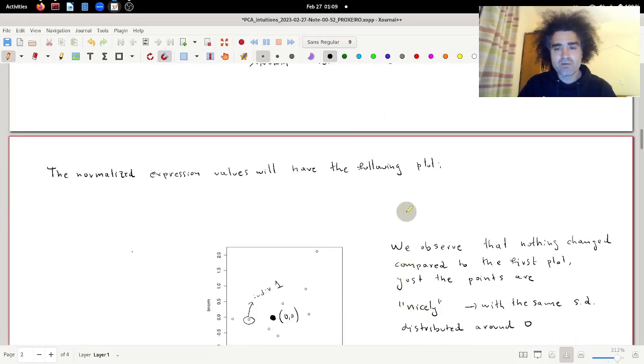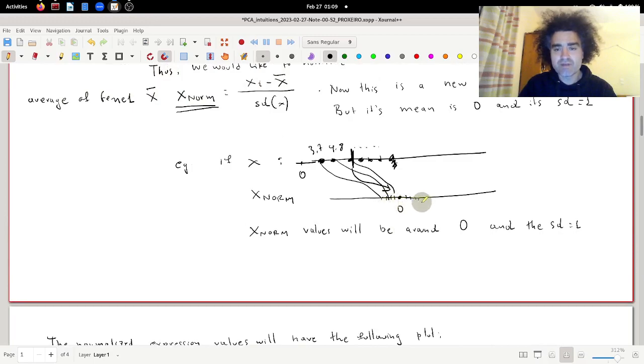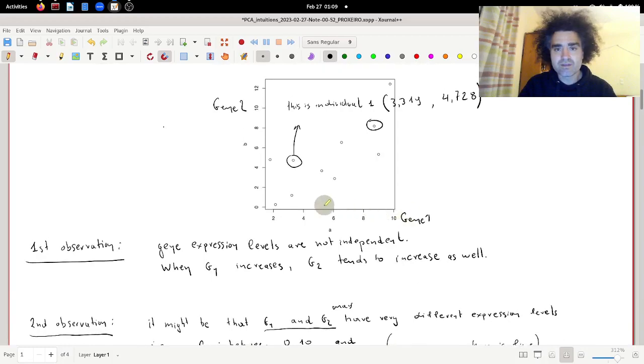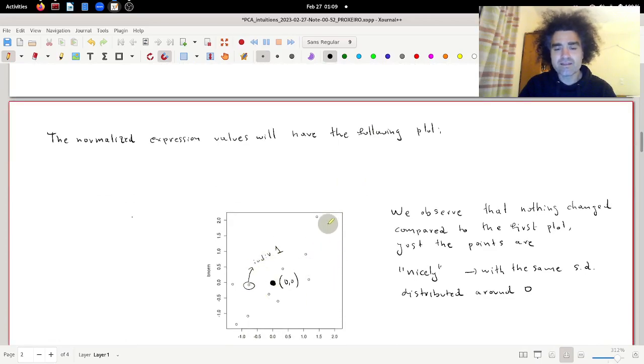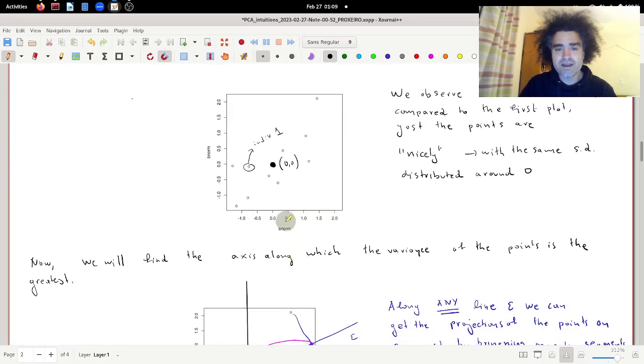Okay. Now, if we plot the normalized expression levels for gene 1 and gene 2. Remember that this was the plot before, and this is the new plot now. They are exactly identical. The only thing that changes is the axis here. So these data points now are around the 0. So this is the 0, 0 point here. 0 for this axis and 0 for this axis. So the data points are around 0, and the standard deviation of these points is 1. So nothing changed actually compared to the first plot, just the points are nicely distributed here with the same standard deviation for the x and the y axis, and they are distributed around 0.